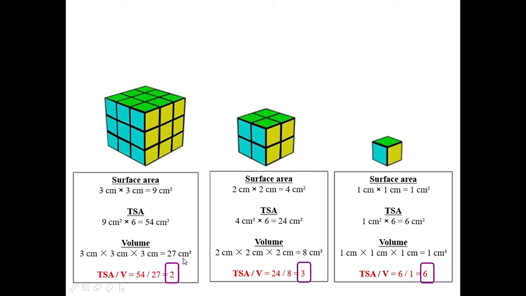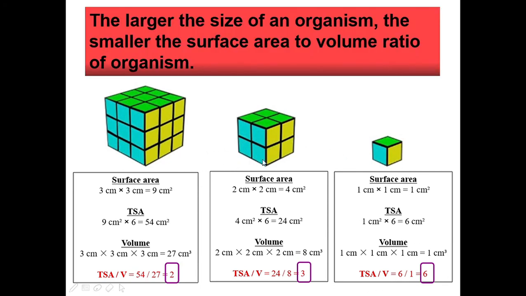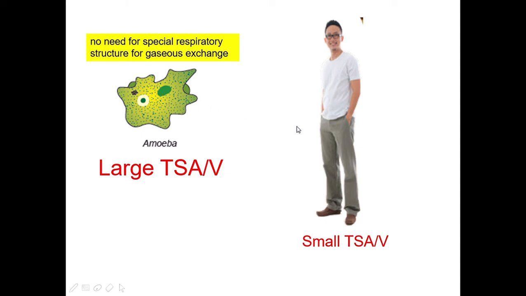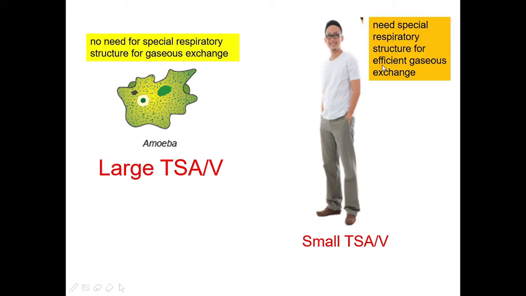Okay, apa yang cikgu nak sampaikan di sini ialah semakin besar organisma itu, semakin kecil total surface area to volume ratio of the organism. Ini bermakna oksigen tidak boleh masuk dengan mudah melalui permukaan badan organisma yang bersaiz besar seperti mana yang dijalani oleh ameba. Sebab itu, organisma yang bersaiz besar ini memerlukan special respiratory structure for the efficient exchange of gases.